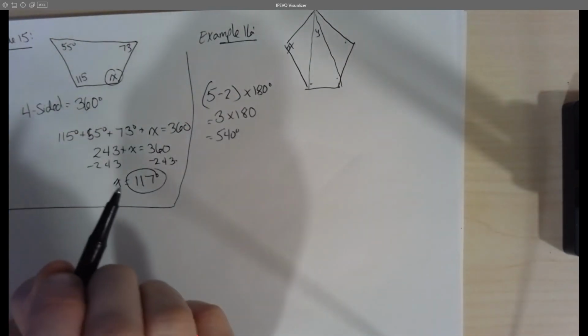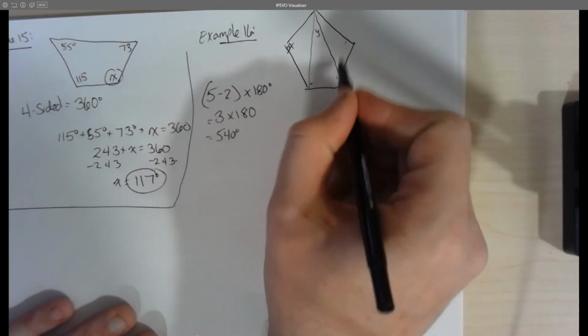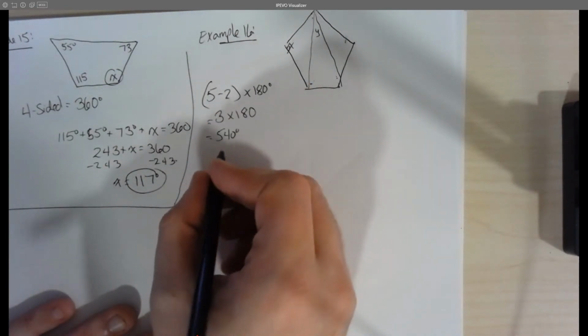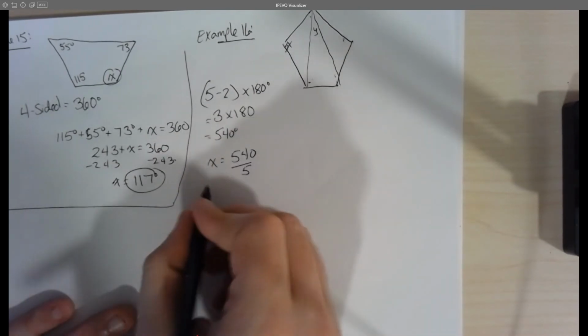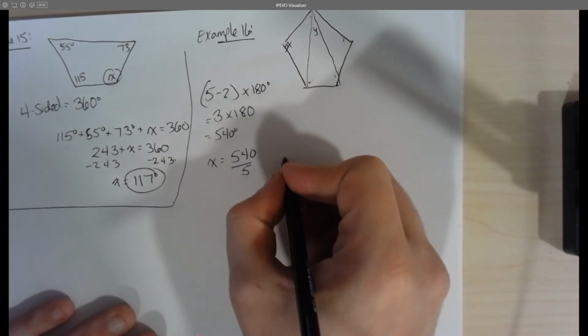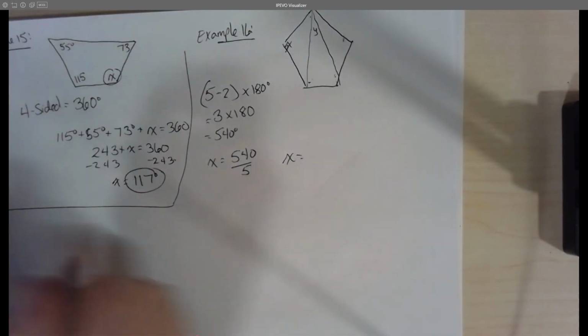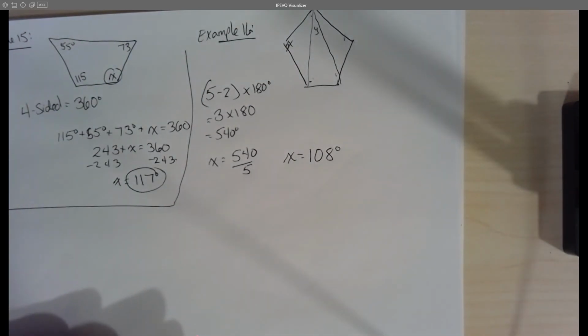Because it's a regular polygon, or a regular pentagon, I have 5 angles here that are all the same. So to figure out x, x just equals 540 divided by 5. When I plug that into my calculator, I figure out that x has to be 108 degrees. Okay, now I have my first bit of information here. x is 108 degrees. Now I have to figure out y.